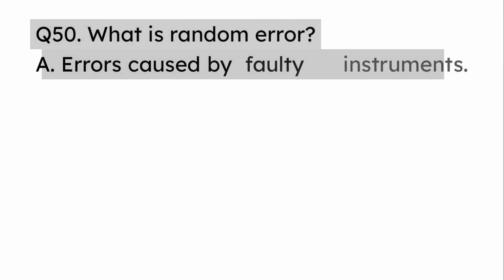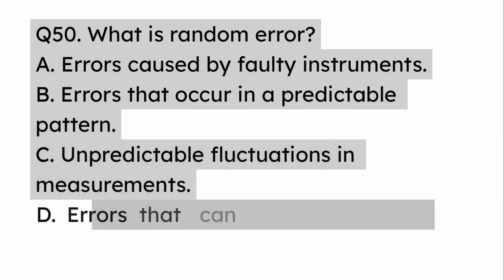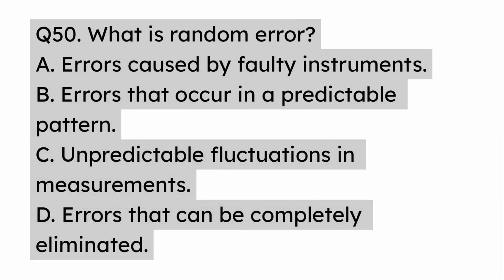Q50. What is random error? A. Errors caused by faulty instruments. B. Errors that occur in a predictable pattern. C. Unpredictable fluctuations in measurements. D. Errors that can be completely eliminated.